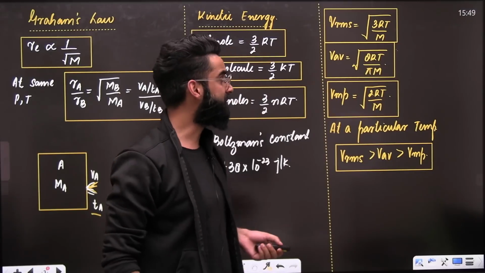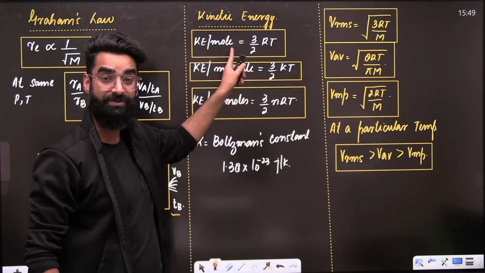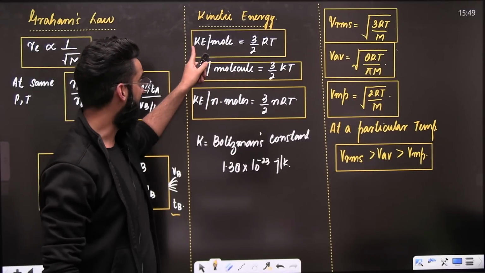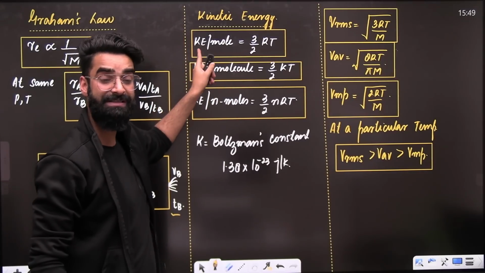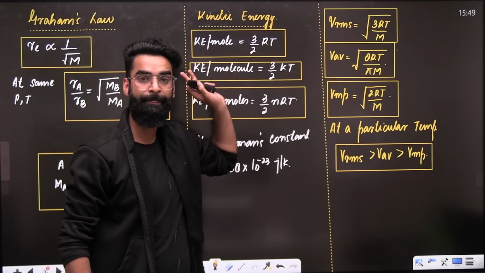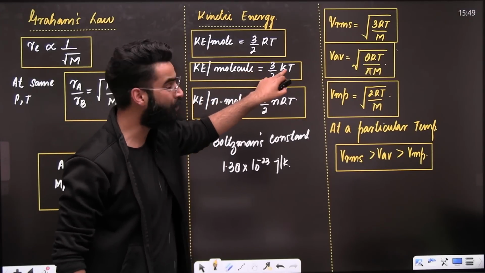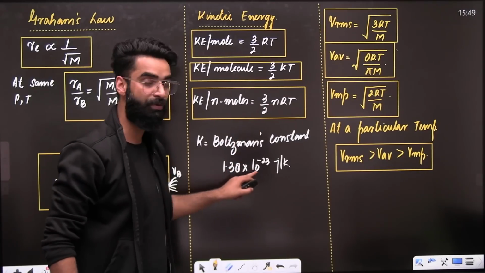Similarly, if they ask you to calculate the average translational kinetic energy for 1 mole of the gas, it's just going to be 3 divided by 2 RT. For 1 molecule, if they ask, it's going to be 3 divided by 2 kT, where k stands for the Boltzmann constant.